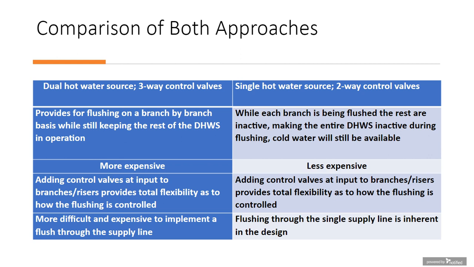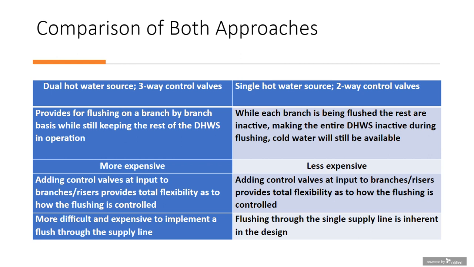So a brief comparison of the 2 approaches. On the left, we're showing the dual hot water source with 3-way control valves, and on the right, single hot water source with 2-way control valves. So the dual hot water source with 3-way control valves provides keeping the rest of the system working when you're flushing one of the branches. While on the single hot water source, you're keeping the whole system out of service while the flushing is going on. So the first approach, the 2 hot water source, is more expensive than the other one.